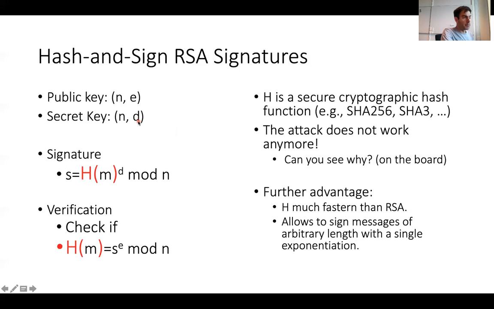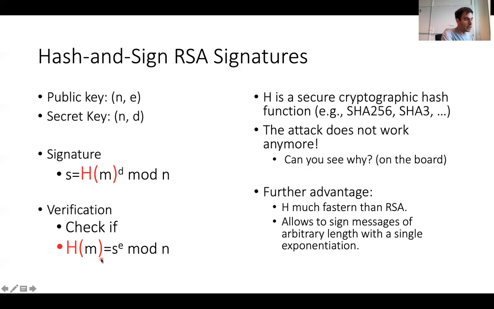The way we can solve the problem is by using the hash functions which we have introduced before. So we're going to use the hash and sign paradigm, which in this case is applied to RSA, but you can, in general, do it to any signature scheme. And what you do is the following. Instead of applying d to the message, you will first hash the message m, and then raise h of m to the d and take modulo n.